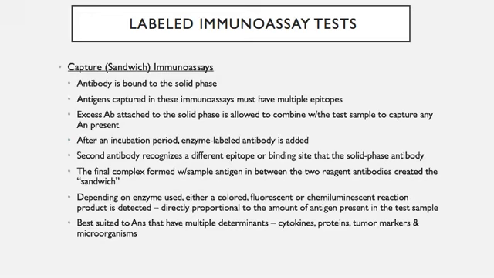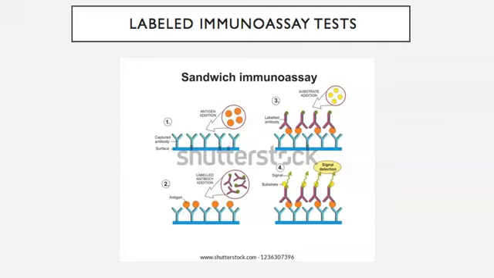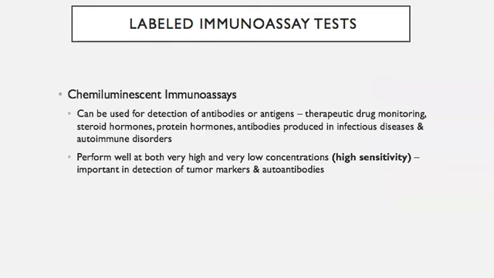Depending on the enzyme used, either a colored, fluorescent, or chemiluminescent reaction product is going to be detectable. The product formation is directly proportional to the amount of antigen present in the test sample. And capture immunoassays are best suited to antigens that have multiple determinant sites, such as cytokines, proteins, tumor markers, microorganism antigens. There's just a visual on the concept of the sandwich immunoassay.